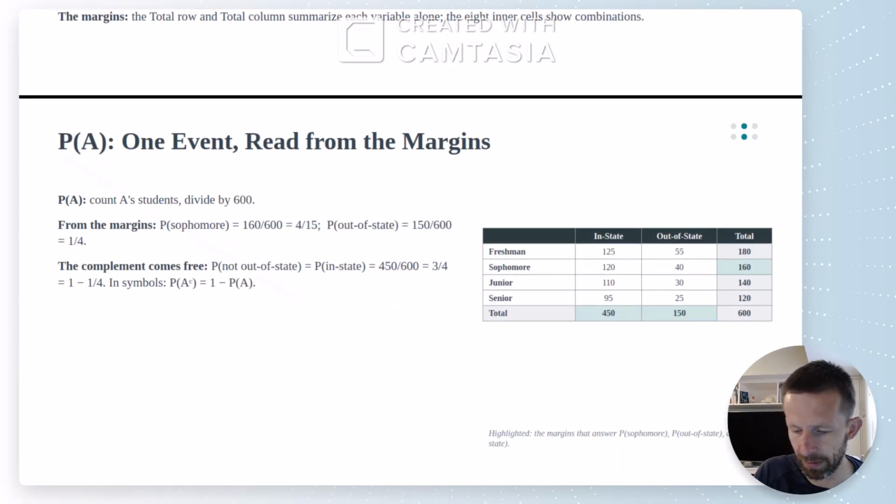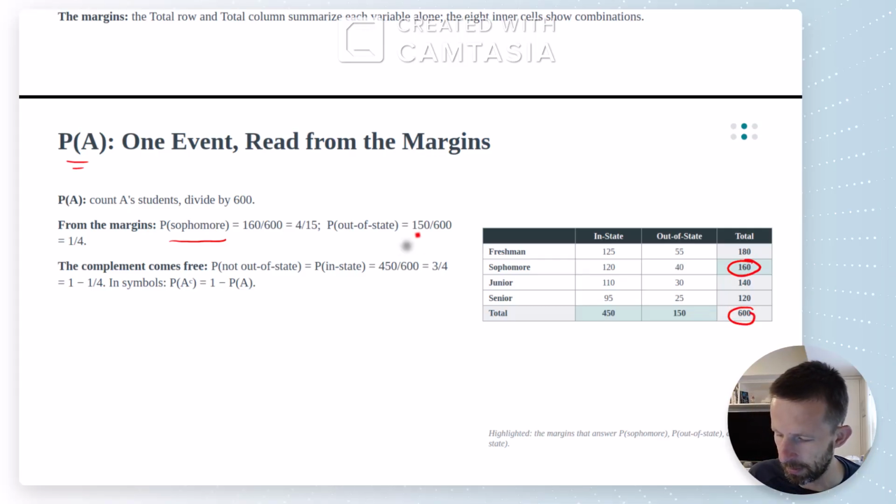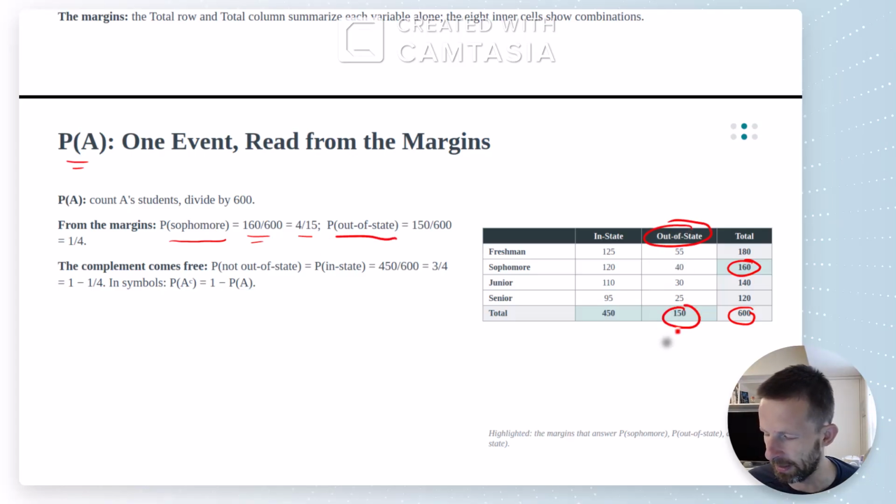So let's look at a simple event, probability of A. If, for example, I want to know the probability that someone is a sophomore, I take 160 sophomores divided by 600, and I get 160 out of 600, or 4 out of 15. The probability that someone's out of state is 150 out-of-state students out of 600.